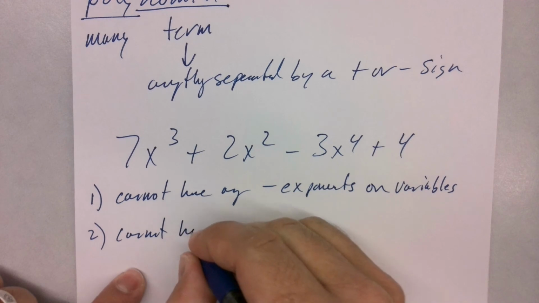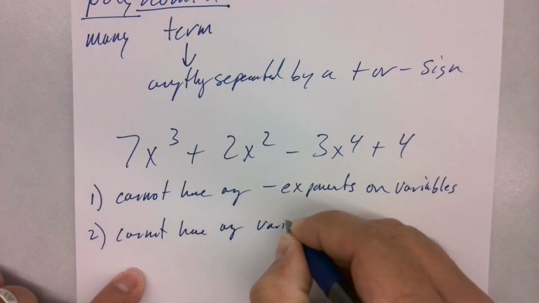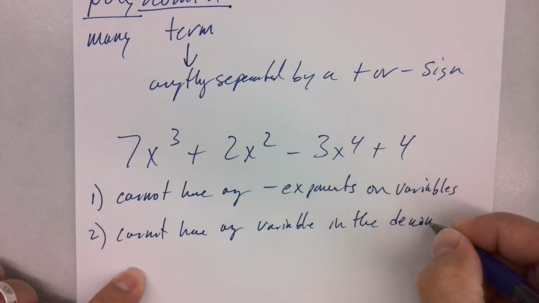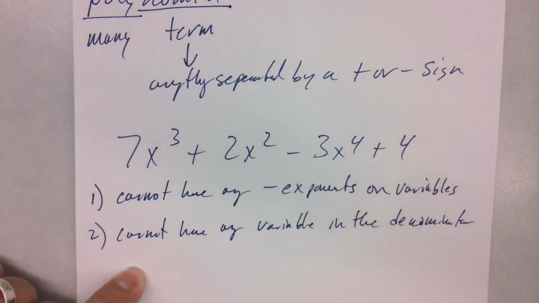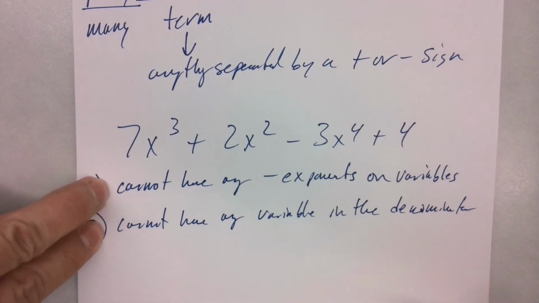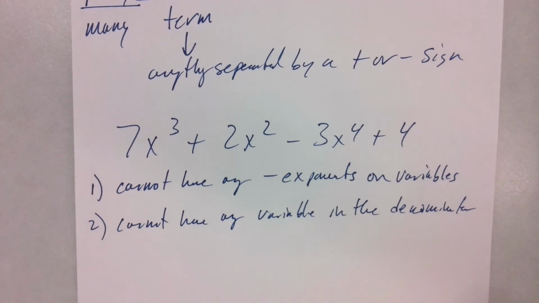It cannot have any variables in the denominator. Can't have any exponents in the denominator. Does anybody know anything about these two things? About negative exponents or putting a variable in the denominator? Nobody? They're actually basically the same thing, just written differently. If I had a negative exponent on a variable, it would be telling me to move it to the denominator. So kind of the same thing.